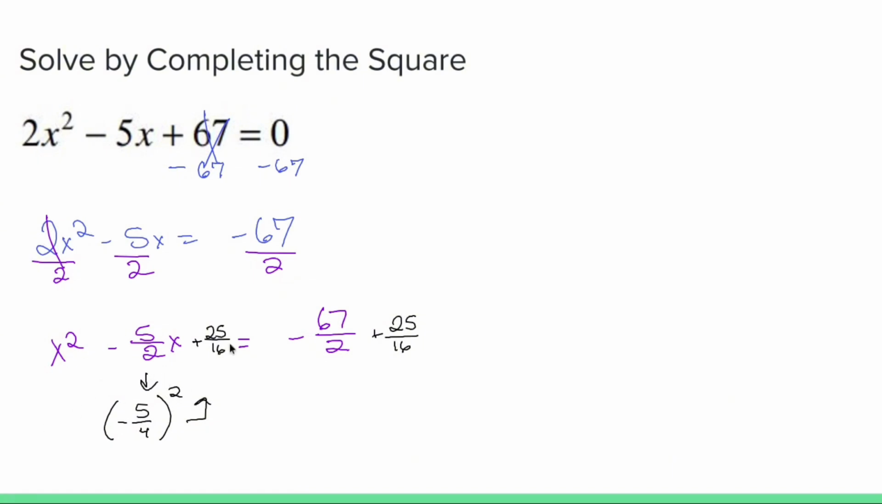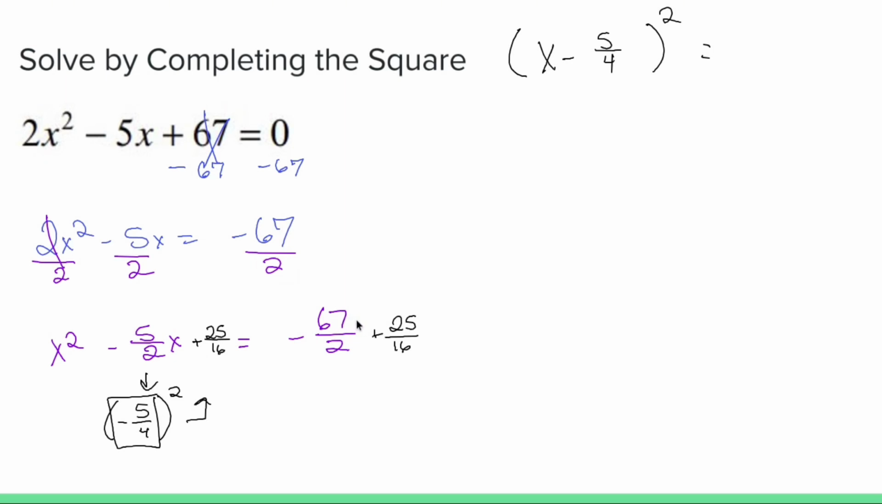Now the left side is a perfect square trinomial, which means it's factorable. And you might look at that and say, how in the world am I going to factor that out? Well, the number that you use when you factor it out is half of the number in front of x. So this part's actually not super bad, and you end up with x minus 5 over 4. So that part's okay. The part that's not okay is this guy over here.